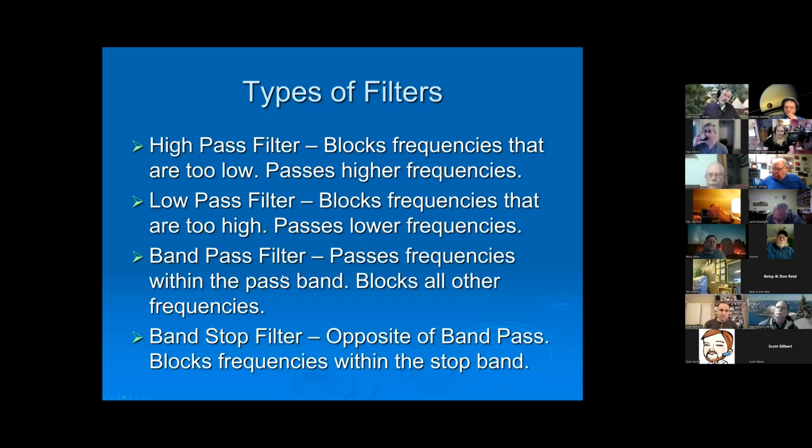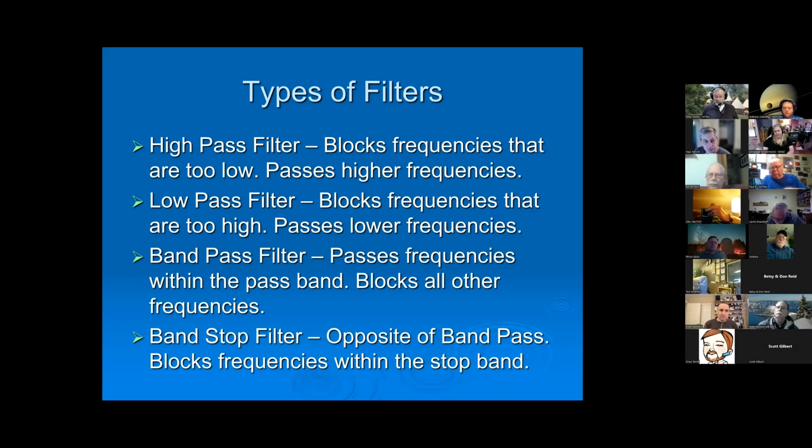So, types of bandpass filters. There are high pass filters that block frequencies that are too low, passing higher frequencies. So when it says high pass filter, that means it's going to pass the higher frequencies. The next one, low pass filter, is just the opposite. It's going to pass those lower frequencies through that filter, and it's going to block the higher frequencies.